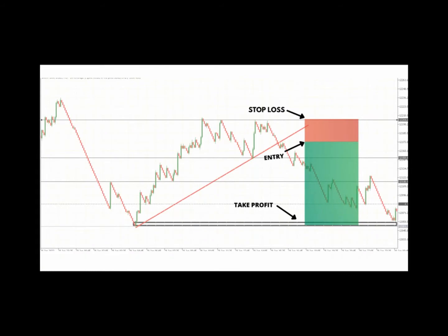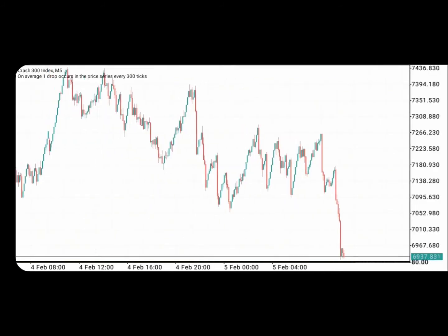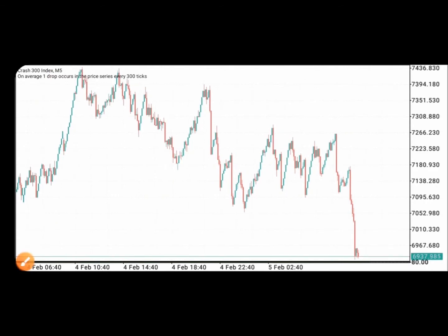So in today's video, I'm going to be showing you the tips and tricks on how to trade Boom and Crash using a 5 minutes time frame, sniper entries, scalping strategy. If you look at your charts like this, you see nothing but confusing moving candlesticks.